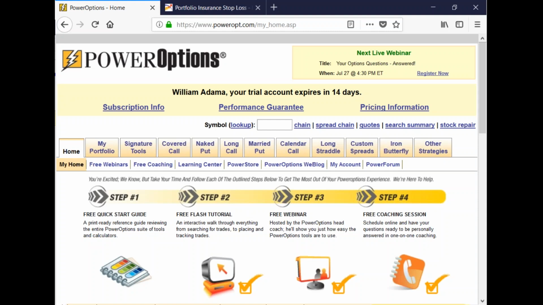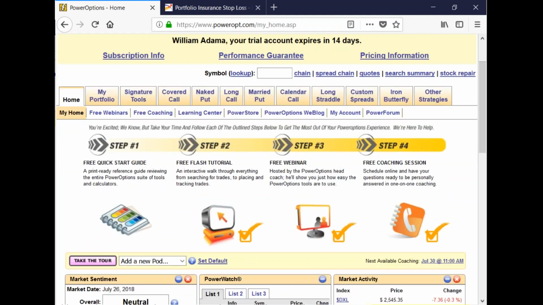As well. So what we're looking at here is just the 14-day free trial to Power Options. For those of you that are just getting started on your trial, I encourage you to take advantage of the 4 steps that are listed. Go through the quick start guide.